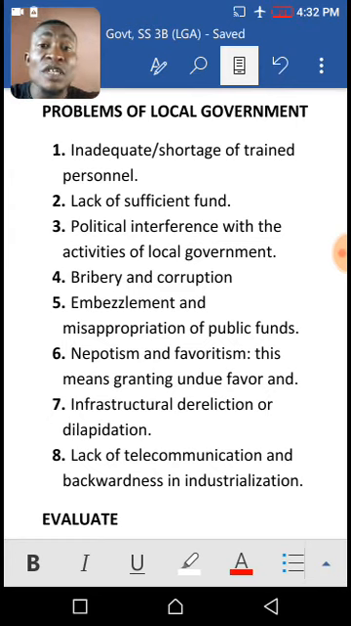Then misappropriation in this context has to do with a situation whereby a particular sum of money is not channeled to the area of need. That is what we call misappropriation. Money is not directed to the area of concern.